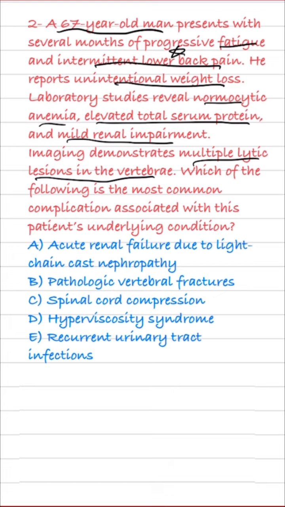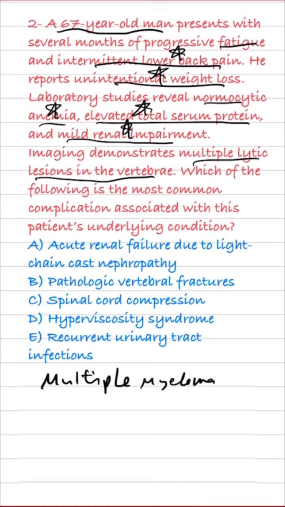So we see back pain, anemia, elevated total serum protein, renal impairment, and also weight loss. A clear multiple myeloma case. In the previous video we talked about it and the CRAB mnemonic. And by the way, it's not a must that all of the CRAB features appear in the vignette like we see here. Nothing mentioned about calcium.